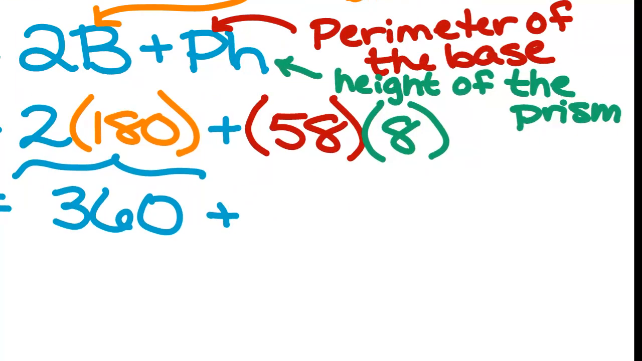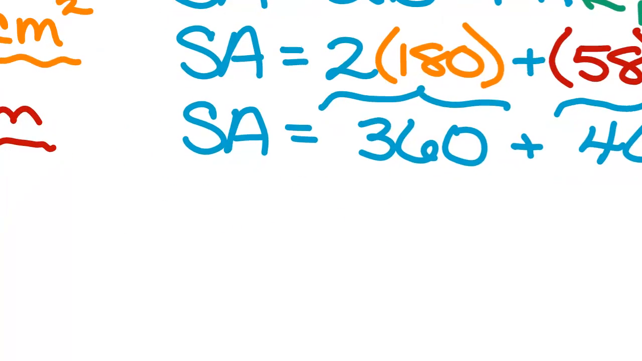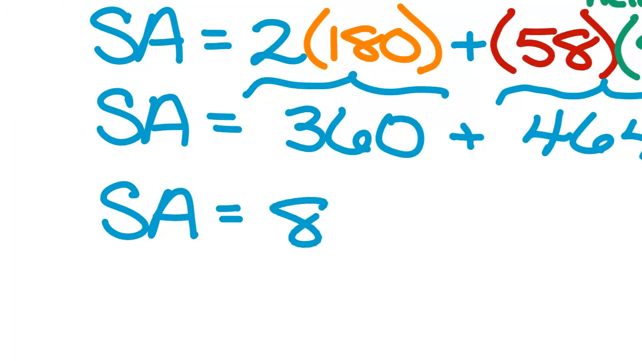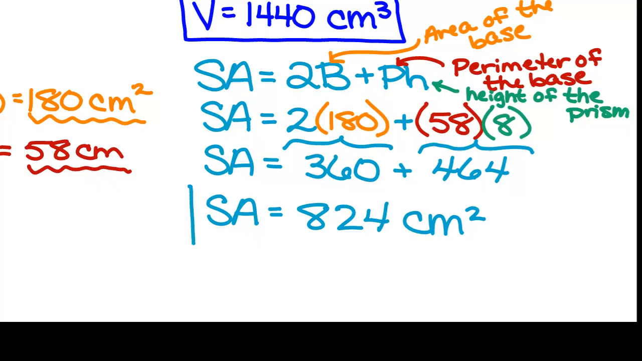360 plus, what is 58 times 8? 464, and then we add those two together to get our total surface area. What is the total surface area? 824, and that would be centimeters squared.